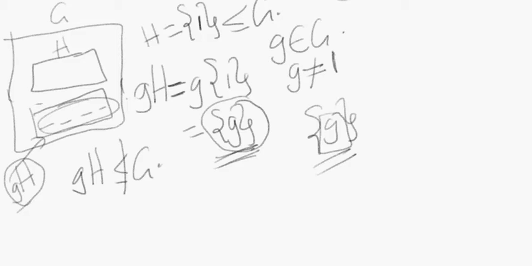Actually, question: under what conditions, I mean, what would have to be true in order for gH to be a group? Or better yet, can we think of a case in which gH actually turns out to be a group? Well, let's think about that.